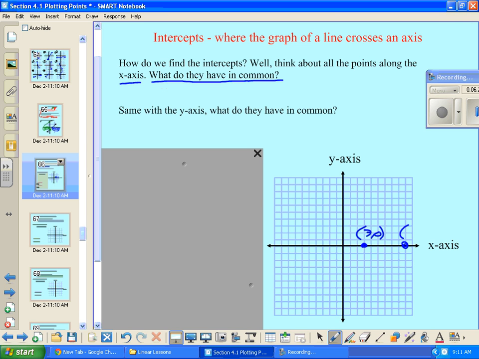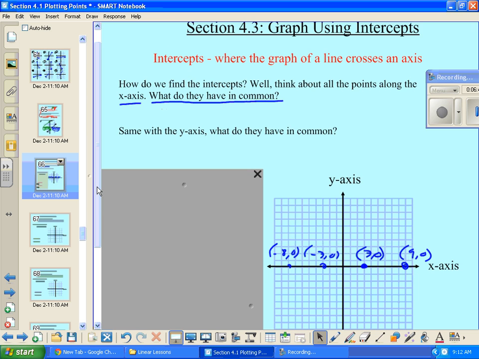If I went way over here, this point would be 9, 0. If I went back, this point would be negative 3, 0. This point right here would be negative 8, 0. And you would notice a pattern about all the points that are along the x-axis. What you notice is, look at all the y coordinates. Look at all the second numbers in each of these ordered pairs. They're all 0, because along the x-axis, I haven't moved up or down for any of those points to plot them.